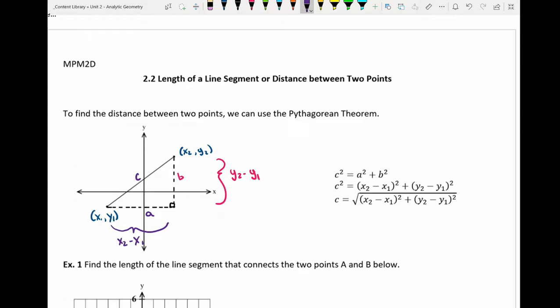So instead of having a length for A, I use x2 minus x1 and square it. And instead of having a length for B, I can use y2 minus y1 and square that. And then we have the square root over everything, because at the very end, the last step was to square root to get C by itself. So that's how we use Pythagorean theorem and 2 points to calculate the length of a line segment.